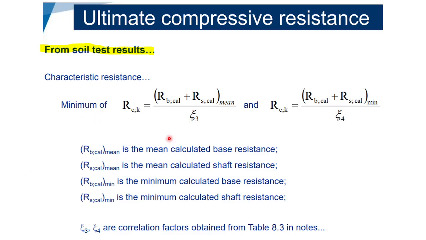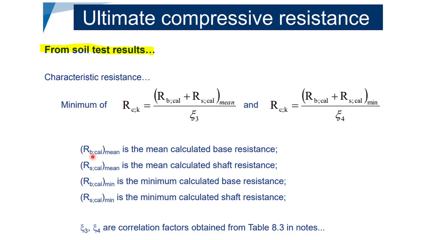The characteristic resistance, RCK, or the resistance of the pile, is a combination of the resistance at the base and then the shaft. We're going to take the mean for all the pile soil test results for different, let's say, boreholes. Okay, and then we're going to divide it by these correlation factors, which have specific values in the next slide. And then here the resistance, which will give us the minimum value. Okay, and then divide it by this correlation factor.